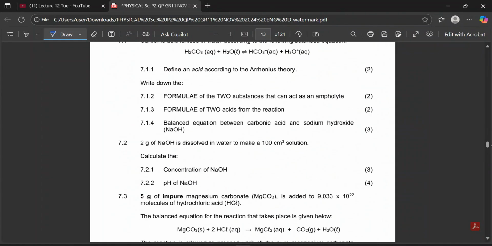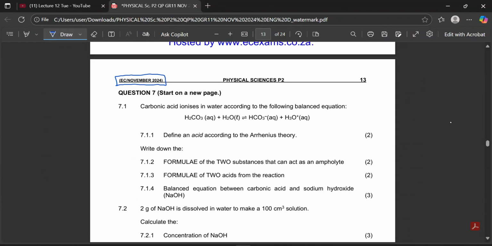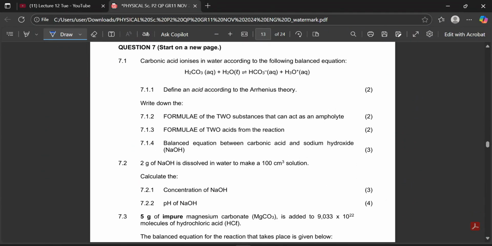Now, let's look at this. This is a typical question 7 on acids and bases, right? They say to us, carbonic acid, which is this guy, ionizes in water according to the following balanced equation. So carbonic acid ionizes in water according to this balanced equation, right? They then say to us, define an acid according to the Arrhenius theory.